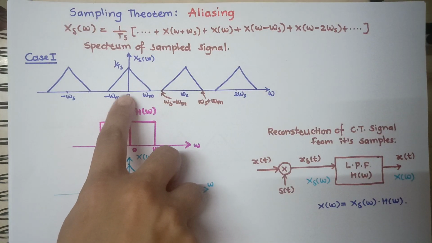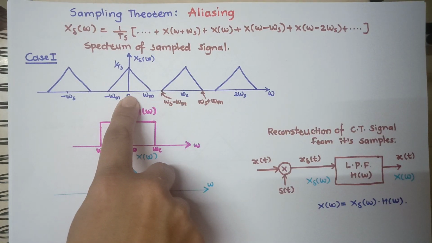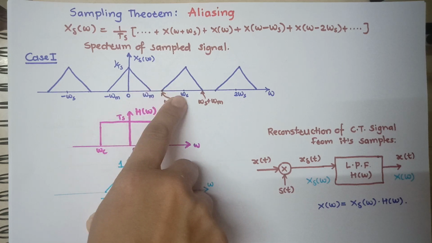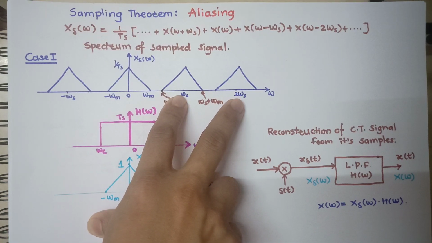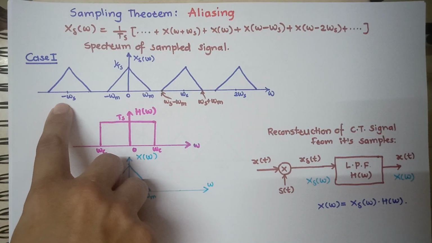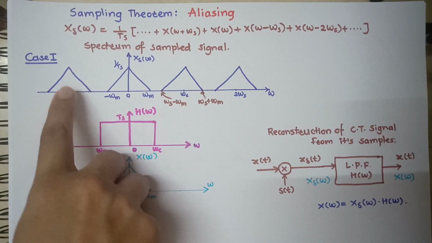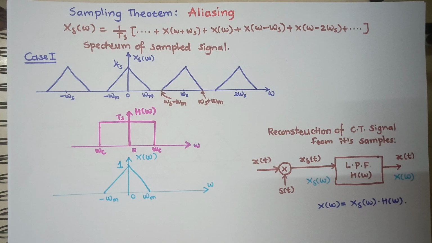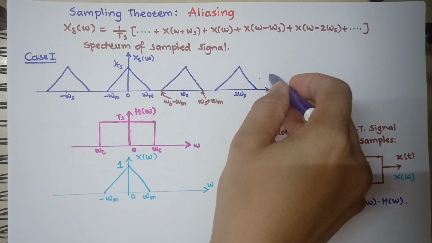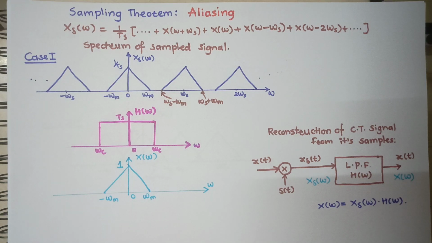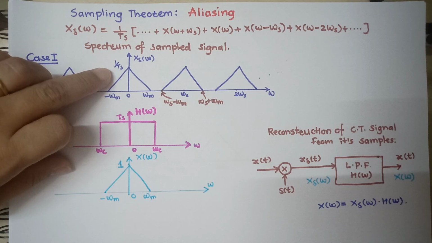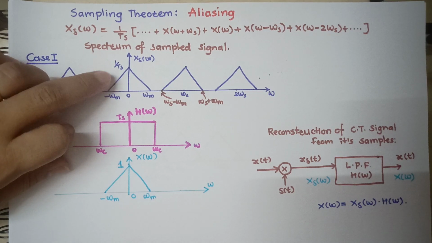So this spectrum is drawn. This is the original spectrum. Its shifted version by 2 omega s, its shifted version by minus omega s, like this, so on both the sides, on this side as well as on this side. So we have seen that this is multiplied by a factor of 1 upon Ts.